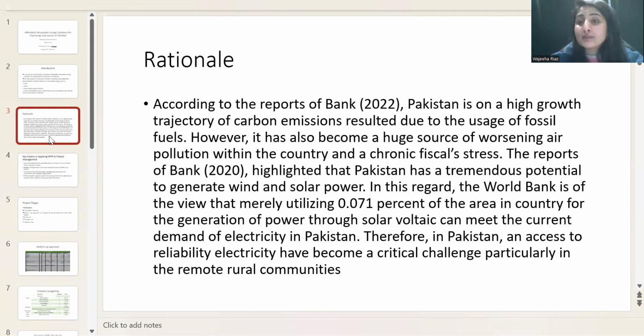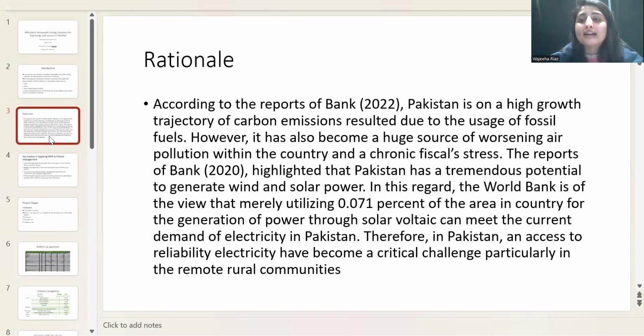The World Bank report of 2020 highlights that Pakistan has the potential to generate wind and solar power. It states that utilizing only 0.071% of the country's area is enough to generate power that can meet the current demand of Pakistan through solar photovoltaic cells. Therefore, access to reliable electricity has become a critical challenge in Pakistan, particularly in remote rural communities. So it's very important to highlight this issue, and that's why I chose this project to implement.